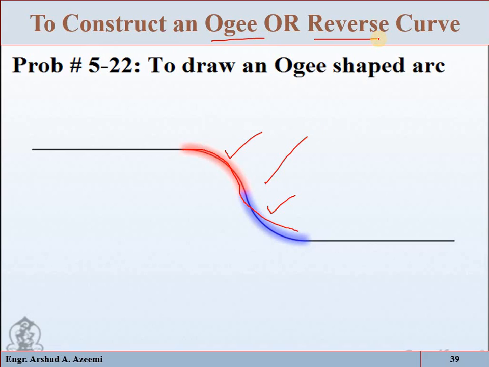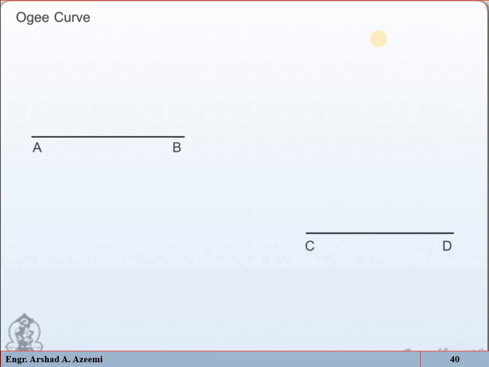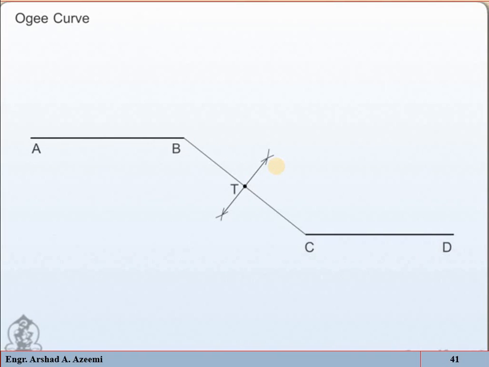So how will it be constructed between two parallel lines? Let AB and CD be the two given parallel lines which will be connected through a reverse curve. Okay, so how will this curve be drawn? See, AB and CD are the given lines. Just join B with C and draw the perpendicular bisector. So the bisector point will be point T.